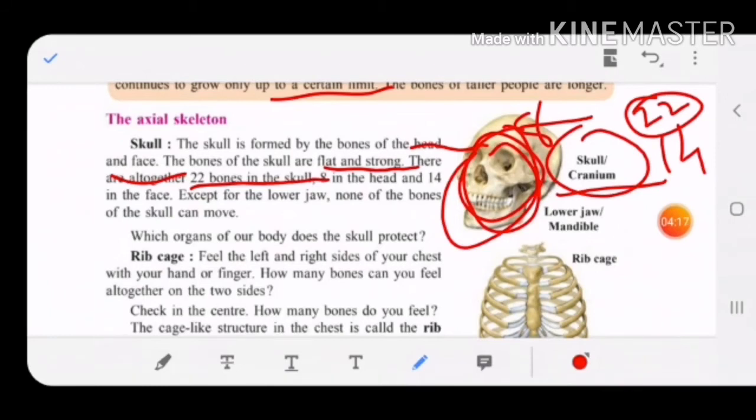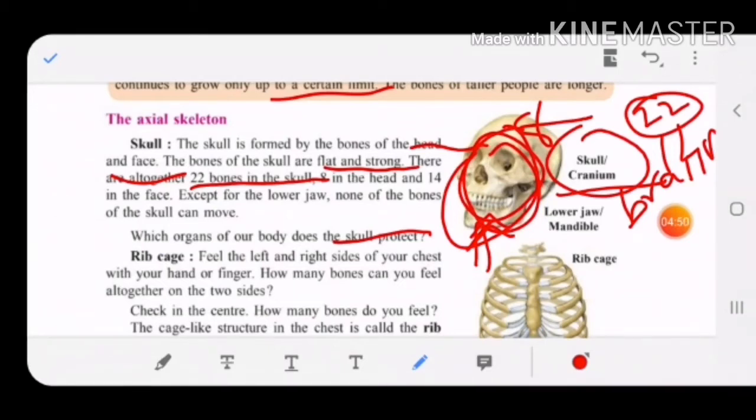Except for the lower jaw, none of the bones of the skull can move. You can see this is our lower jaw. The lower jaw bone only moves when you eat something or drink something, yes or no? Other than that, no bones can move in the skull. Only the lower jaw can move. Which organ of our body does the skull protect? Children, the skull protects our important organ, that is the brain. Remember this.